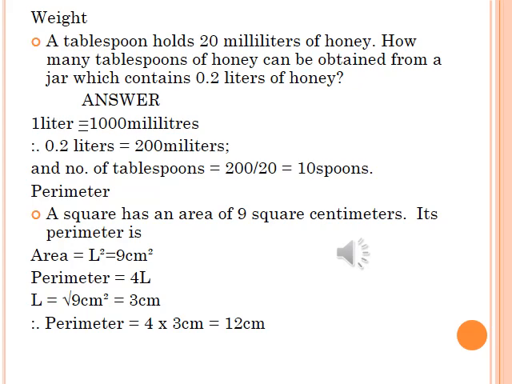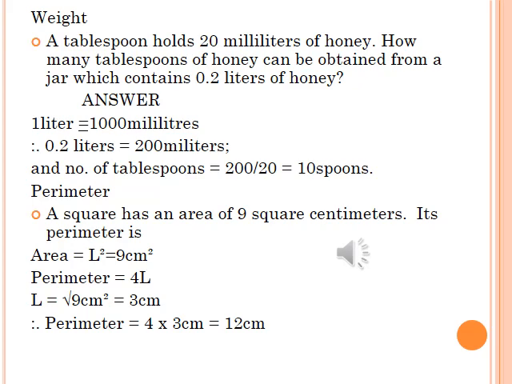3. Weight. A tablespoon holds 20 millimeters of honey. How many tablespoons of honey can be obtained from a jar which contains 0.2 liters of honey? Answer. 1 liter is equal to 1000 millimeters. Therefore, 0.2 liters will give us 200 millimeters. A number of tablespoons will be 200 divided by 20, which will give us 10 tablespoons of honey.